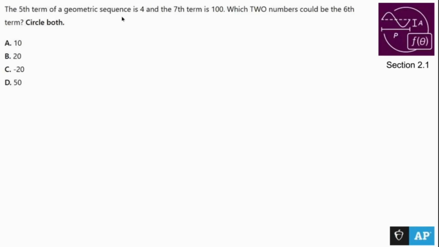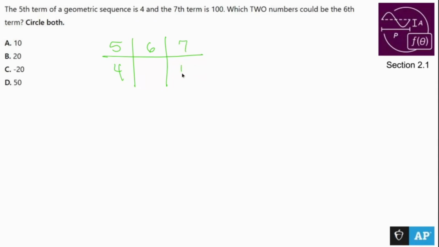The fifth term of a geometric sequence is 4, and the seventh term of a geometric sequence is 100. Which two numbers could be the sixth term? All right, well, let's use common sense. Let's make ourselves a little table. Okay? Fifth term is 4. Sixth term, I don't know.